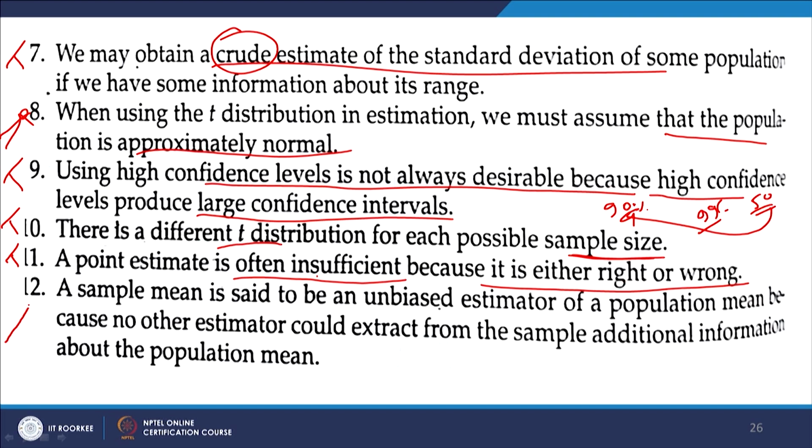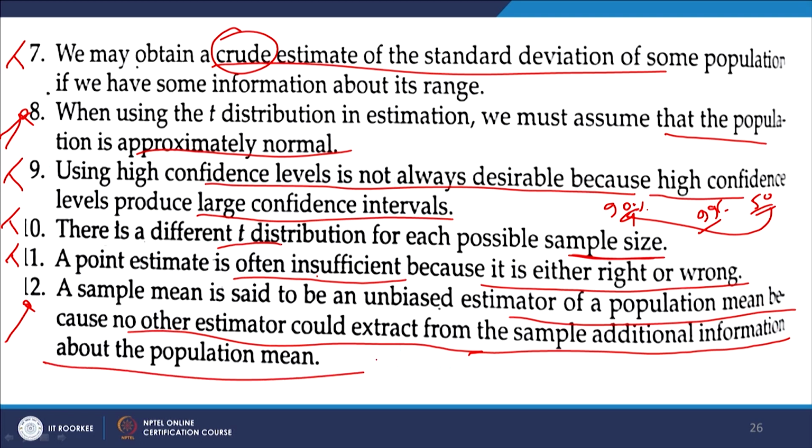Let us look at this, try to answer this question. A sample mean is said to be an unbiased estimator of population mean because no other estimator could extract from the sample additional information about population mean. So, this statement is a true statement.